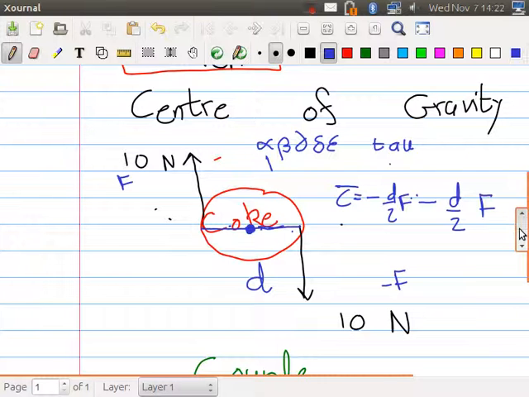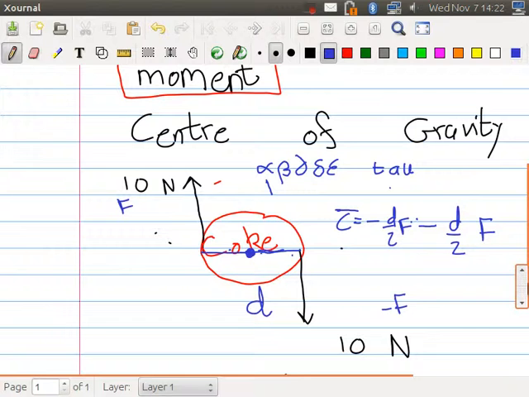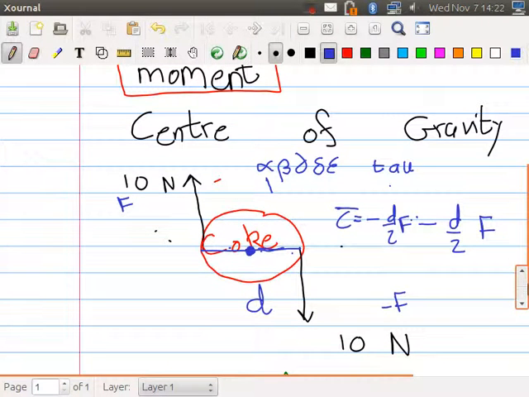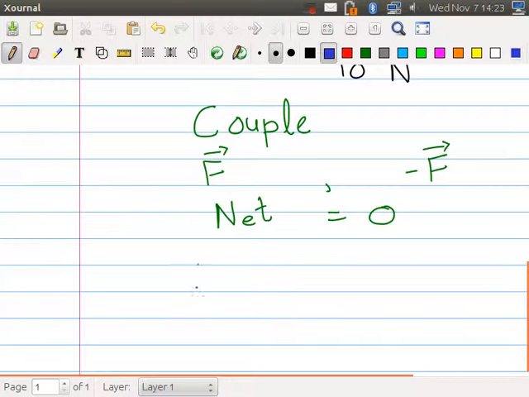So what's the total turning force? Zero? No, try again. It'd be minus D F. A half D and a half D is 1 D. So it's minus 1 D F. And it's minus because it's clockwise, but it could be the other sign.